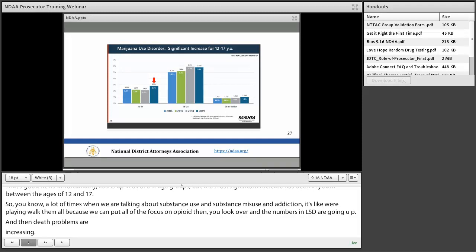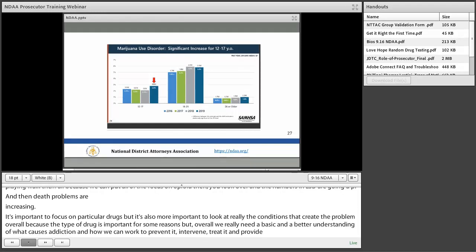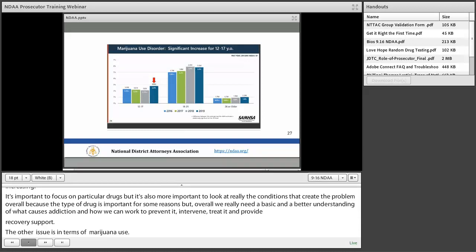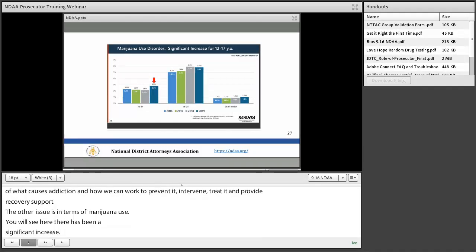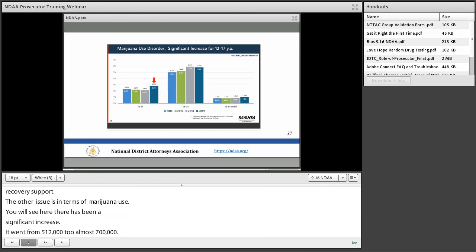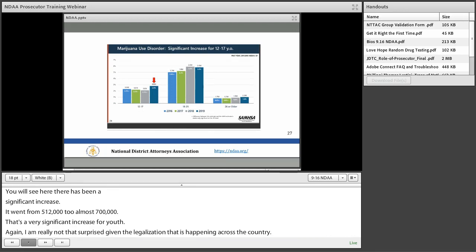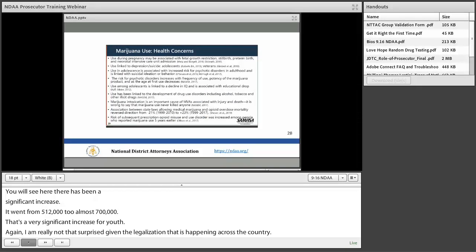The other issue is in terms of marijuana use disorder. And you'll see here there has been a significant increase. It went from 512,000 to almost 700,000. That's a very significant increase for youth. And again, I'm really not that surprised given the legalization that is happening across the country. But the important thing to remember is that in no state is marijuana use legal for adolescents. That's a message we need to share with kids.